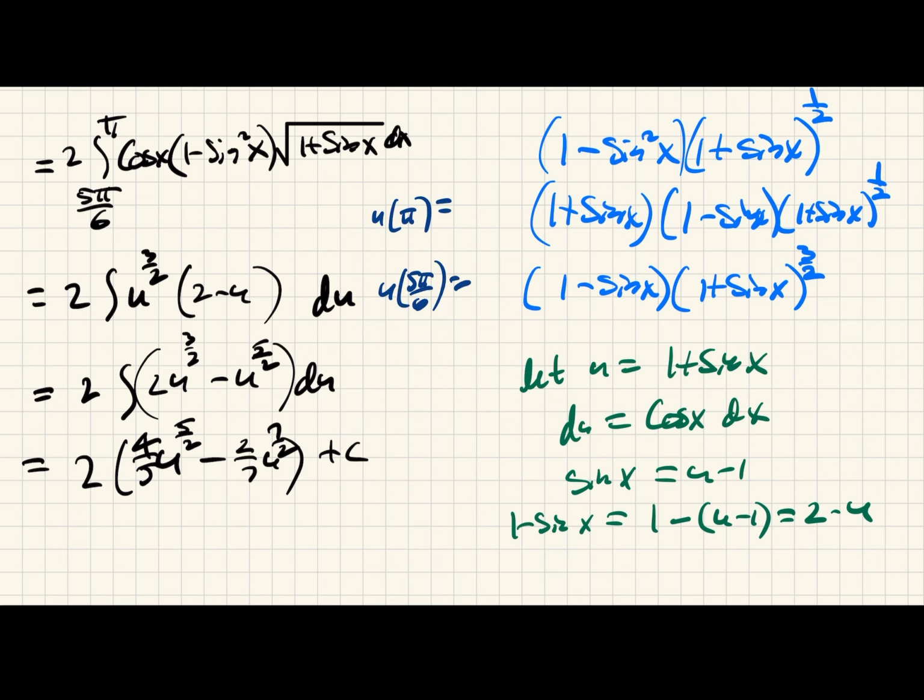Okay, so if u is 1 plus sine x, sine of pi is 0, plus 1 is 1. For 5 pi over 6, sine of 5 pi over 6, well, we're in the second quadrant, right? Sine is positive in the second quadrant. So we've got 1 plus a half, so we got 3/2, right?